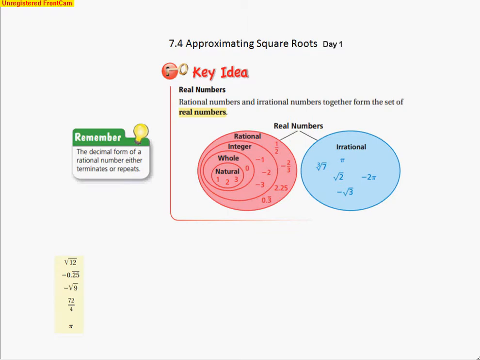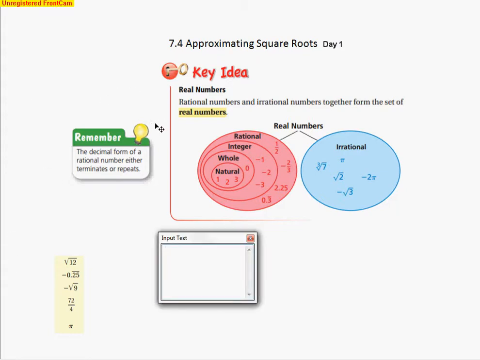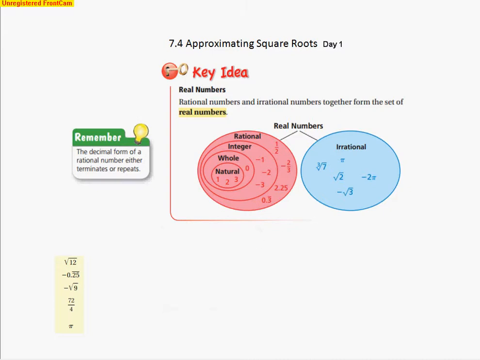This is the tutorial for Chapter 7, Section 4, titled Approximating Square Roots, day number 1. And actually, we're not approximating square roots today. It's the name of the section, but actually what we're doing is classifying real numbers. And so when we classify real numbers, we're looking at two different types of real numbers.